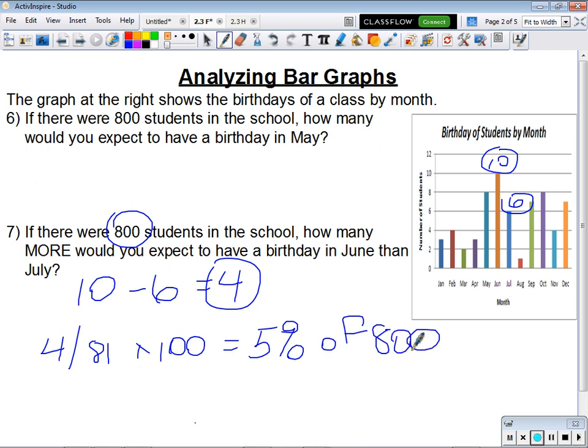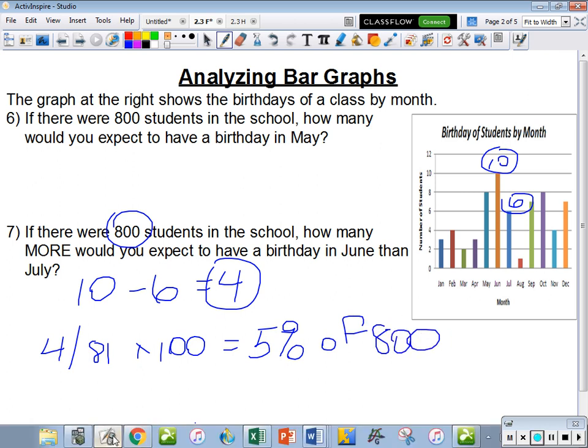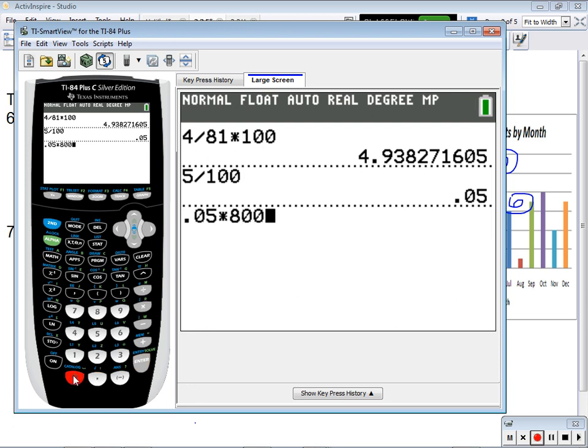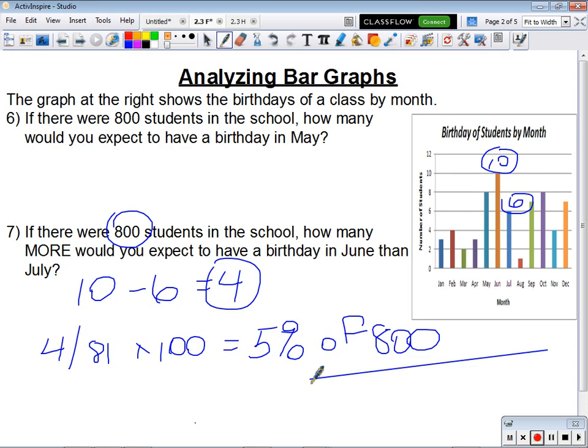Right? So what I want to do now is I want to take 5%, I want to convert it to a decimal, so I want to do 5 divided by 100, which would be 0.05. And then I'm going to do 0.05 times 800. And when I do that, I get 40 students. So we would expect 40 more students to have a birthday in June rather than July. And that's how you do a question like that there.